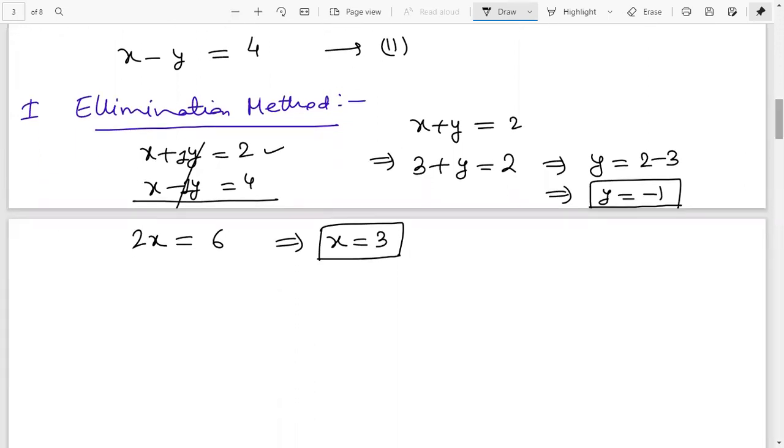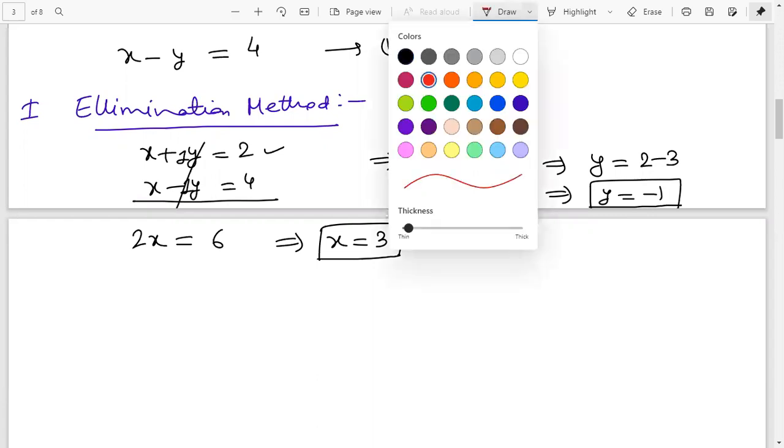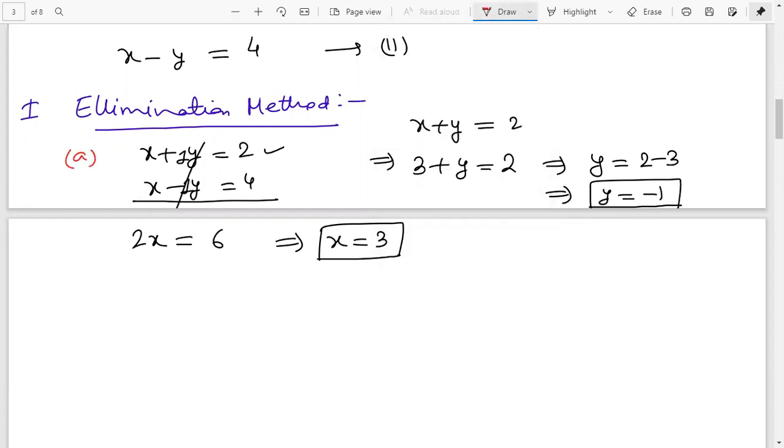If someone says, can we do it by subtraction? Because we have added, we can subtract also, because the x values are same. This is also a method. We can subtract also, same values: x plus y equal to 2, x minus y equal to 4.